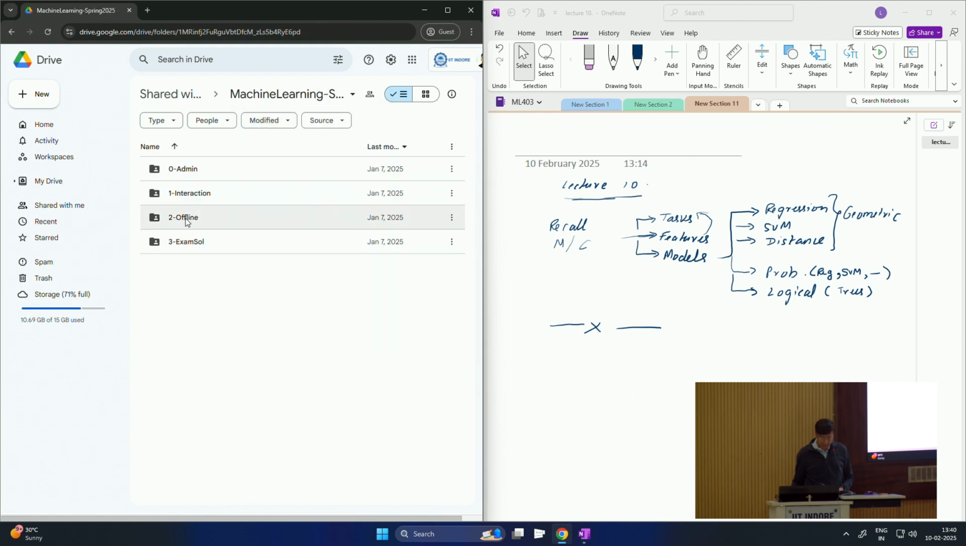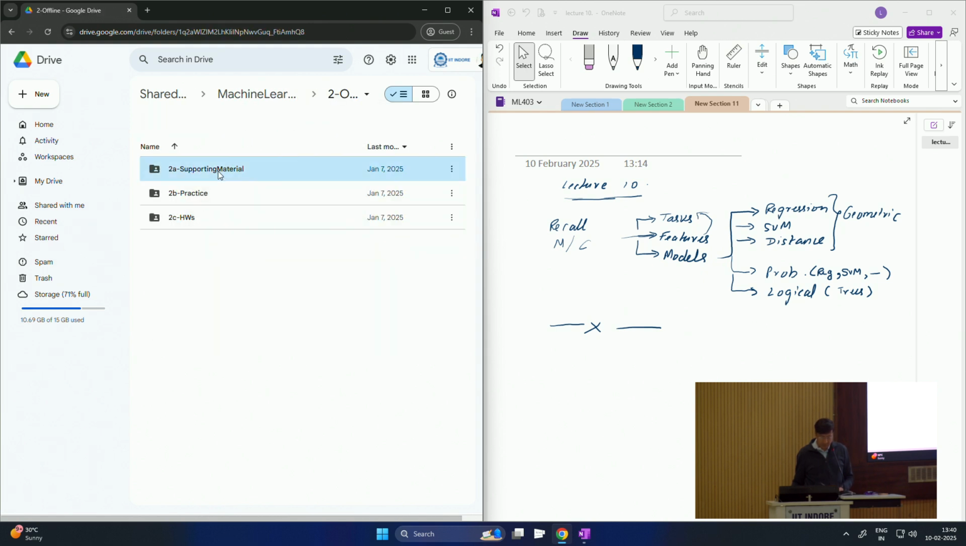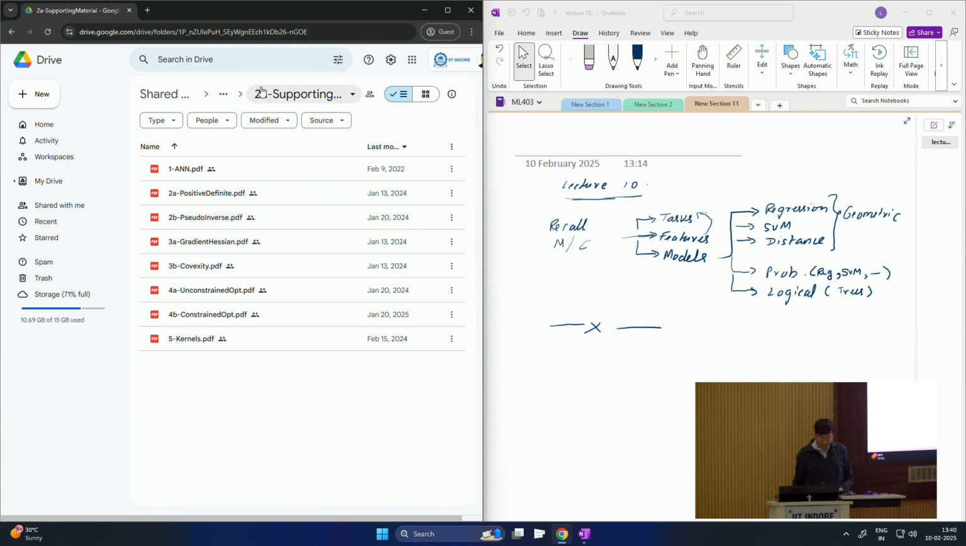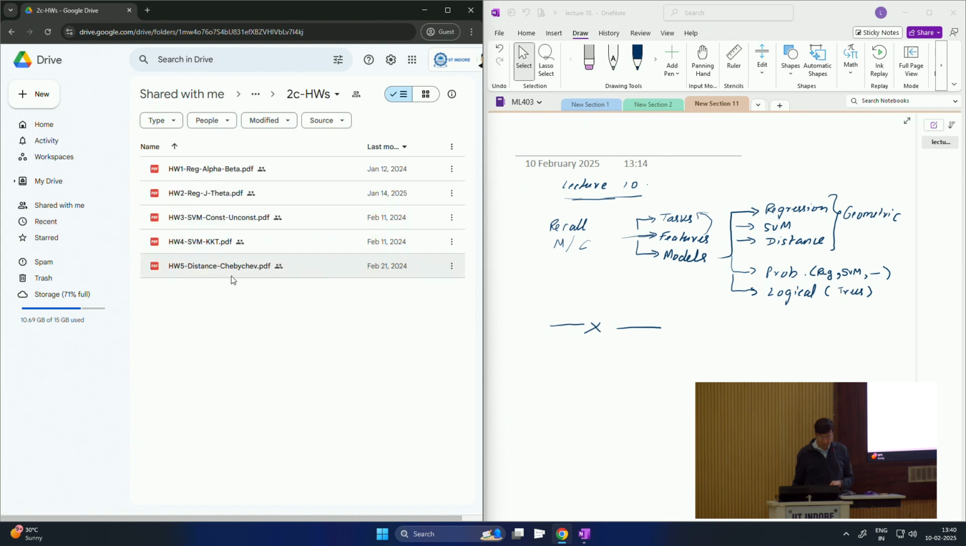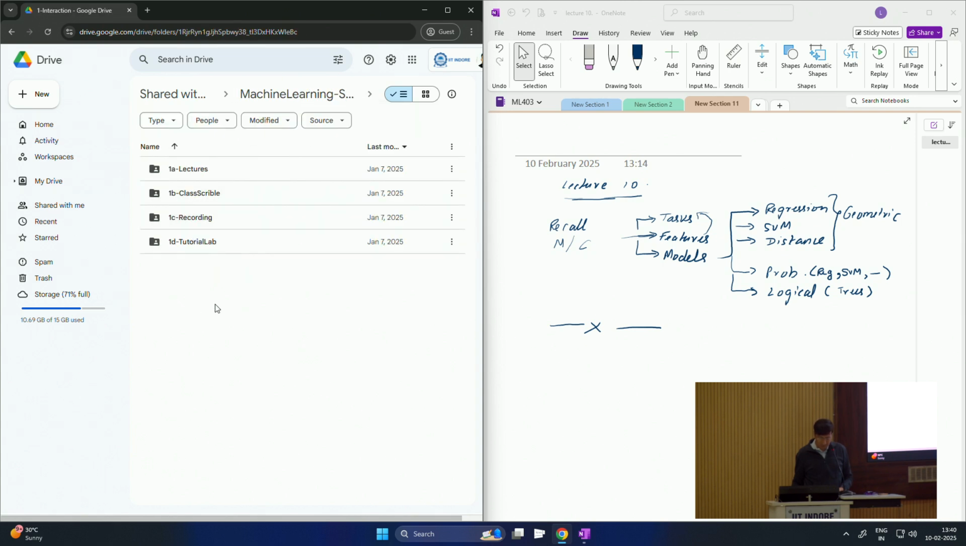Then more offline material I'll upload after tomorrow's class. There is some more supporting material which I'll upload. Practice, have you seen the SVM practice? Have you gone through that? We'll upload the distance-based practice also after this. And then homework, there's one homework which I'll refer to today, distance Chebyshev, which you can do on your own, but there'll be many others which I'll upload. Okay, so without further delay, let's start the lecture.